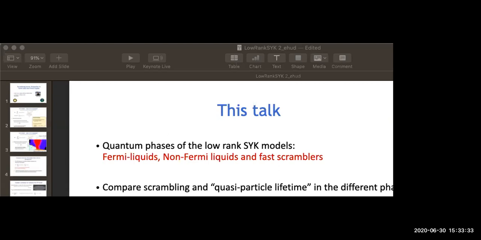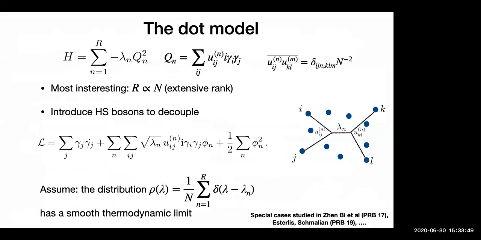Yeah, I have a question here. One quick thing is, when you calculate the Lyapunov exponent and the 4-point function, do you consider the mixing between fermions and bosons, or is it always for fermions?